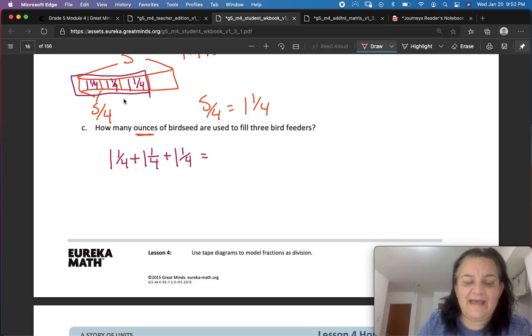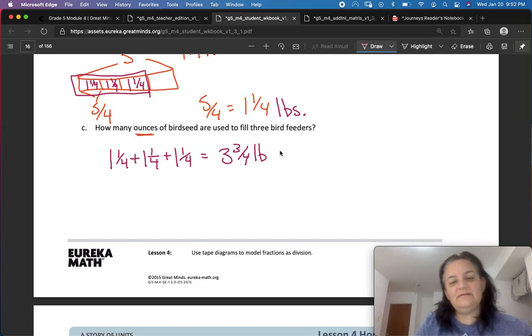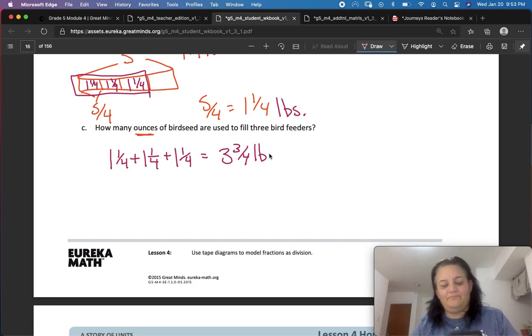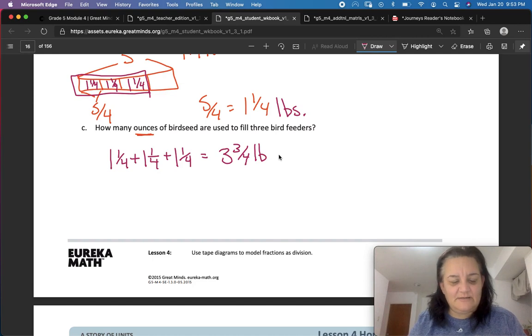Okay, how many ounces? So this is still in pounds, you guys. It's still in pounds, LBS. So we have 1, 2, 3 3/4 of a pound. But how many ounces are in a pound? Do you remember? Let's ask Siri. How many ounces are in a pound? Oh, Siri's so smart. 16.